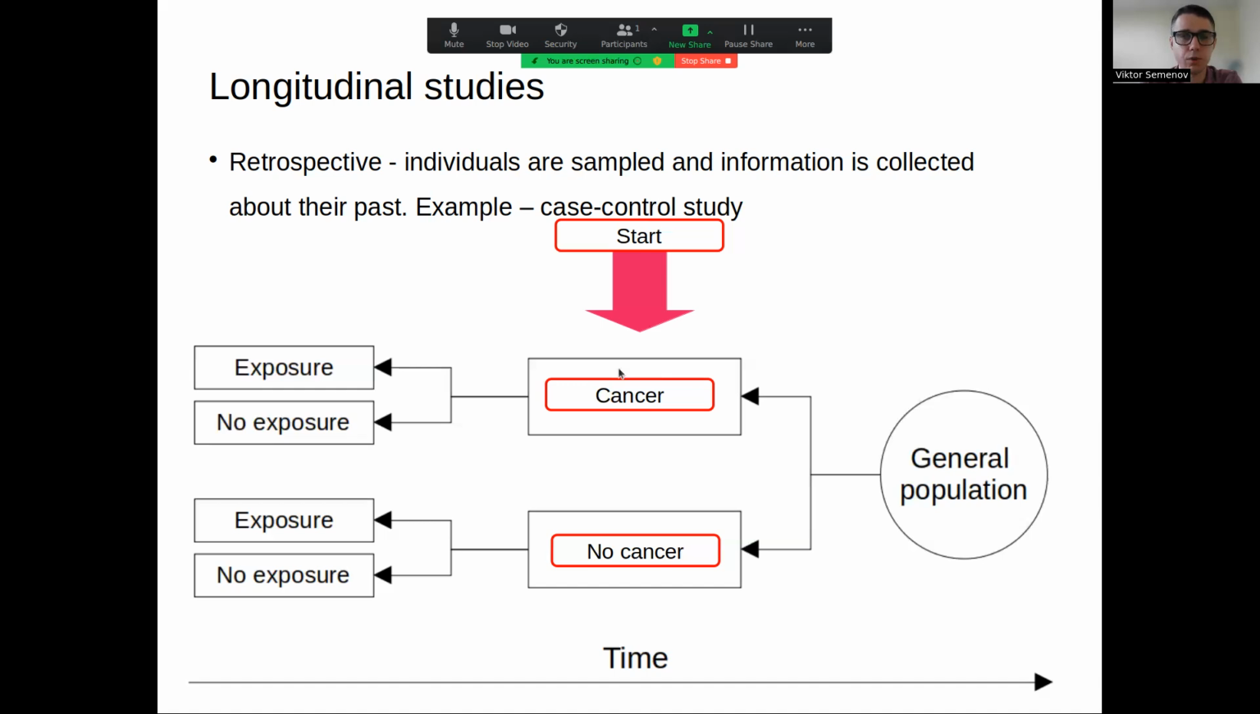Just for now, I will mention it and we will discuss it further during practical lessons. In this case, we do not calculate risk. We calculate odds, whereas in the case of a cohort study, we calculate risk.